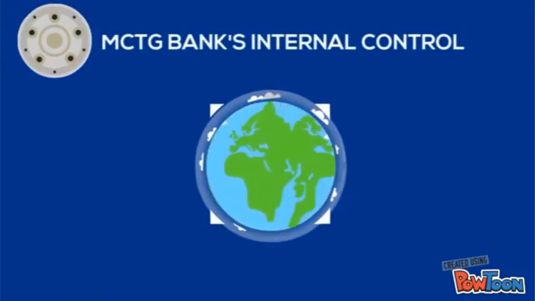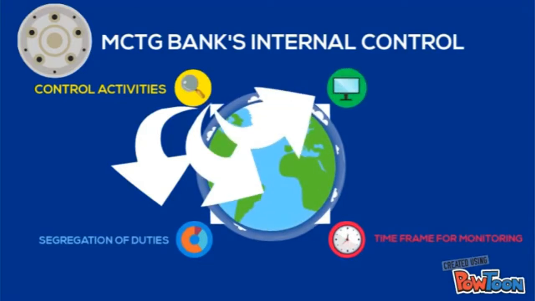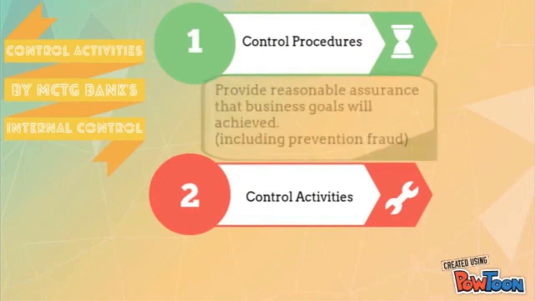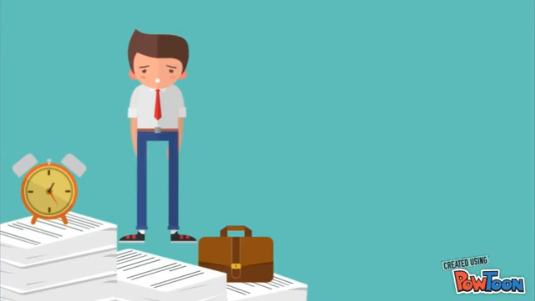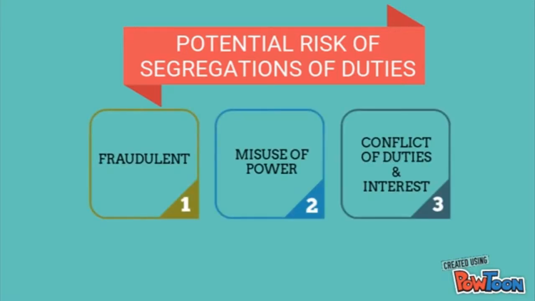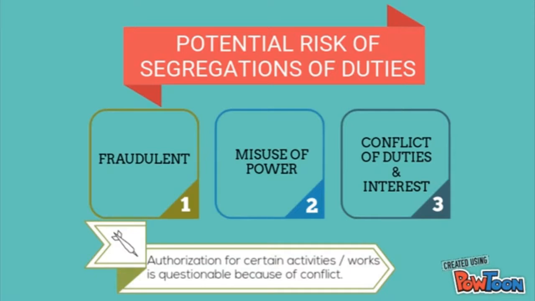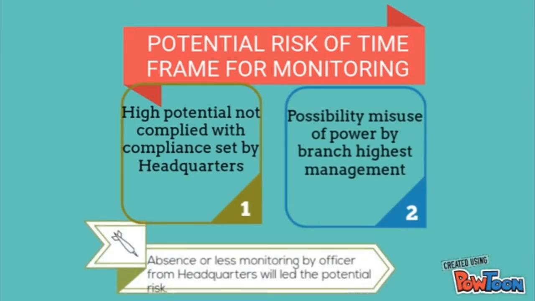The next problem is control activities, which include segregation of duties, recognition and promotion, and time frame for monitoring. MCTG Bank makes control procedures that provide reasonable assurance that business goals will be achieved, and also control activities, which are authorization procedure, recording documents, authorization of physical controls, separation of duties, and also periodic independent verification. Potential risks of segregation of duties are fraud, misuse of power, and conflict of duties and interests. Potential risk of the time frame for monitoring is high potential of not complying with the compliance set by headquarters and possible misuse of power by branch highest management.